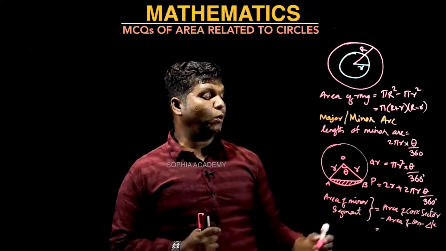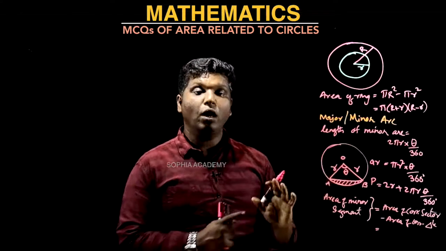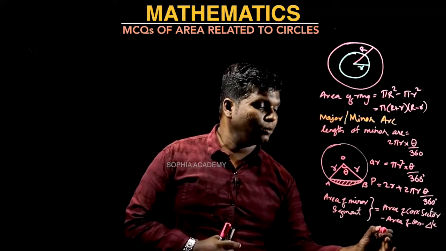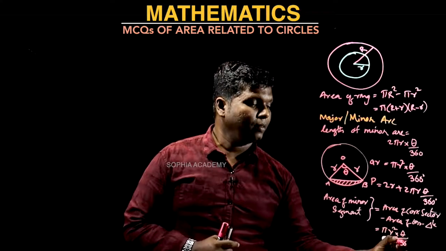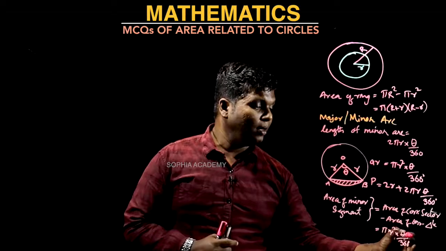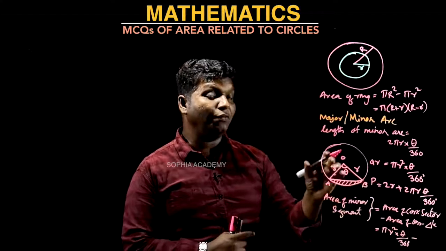Now, what is the area of the corresponding sector? Here it is this sector. So how to find that one? It is pi r square into theta by 360, right? Minus, from this one what you have to subtract? You have to subtract the area of this triangle.